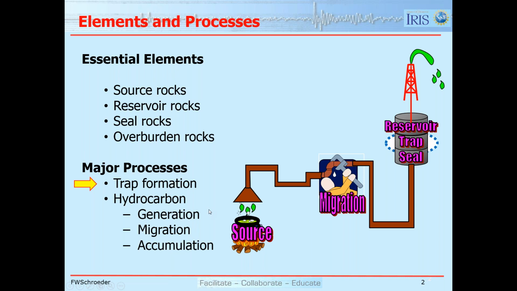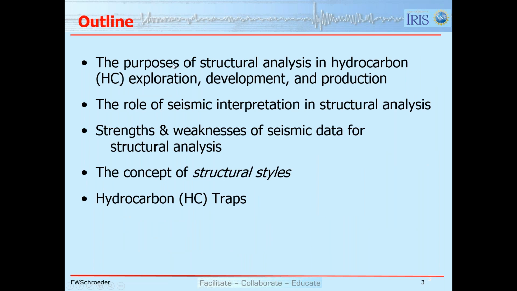So this is an outline. There are 5 points here. First, talk about the purposes of structural analysis in hydrocarbon exploration, development, and production. We'll talk a little bit about the role of seismic interpretation in doing structural analyses, the strengths and weaknesses of seismic data for structure. I'll talk about a concept which is called structural styles and why that's important to people in the hydrocarbon business. And then we'll talk about hydrocarbon traps.